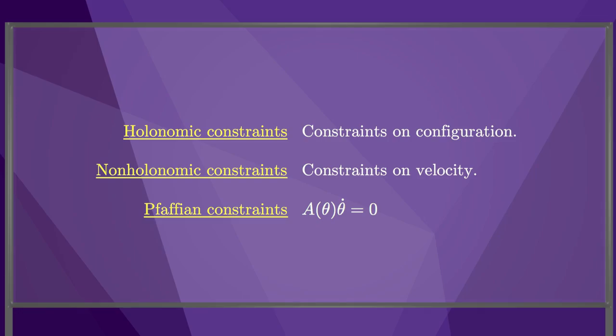To summarize, holonomic constraints are constraints on configuration, non-holonomic constraints are constraints on velocity, and Pfaffian constraints take the form A of theta times theta dot equals 0. Determining whether Pfaffian constraints are actually holonomic configuration constraints or only non-holonomic velocity constraints is left to Chapter 13. In the next video, we wrap up Chapter 2 by introducing the task space and the workspace.